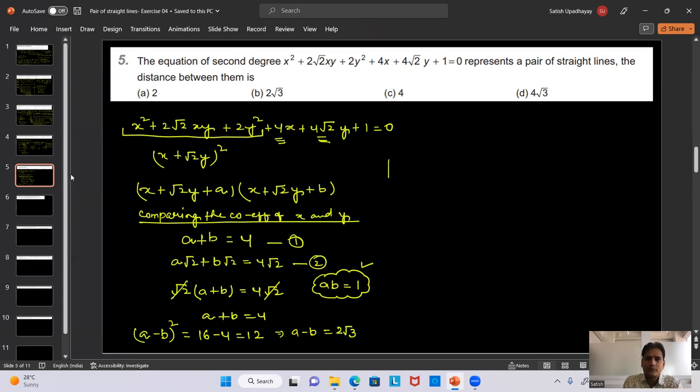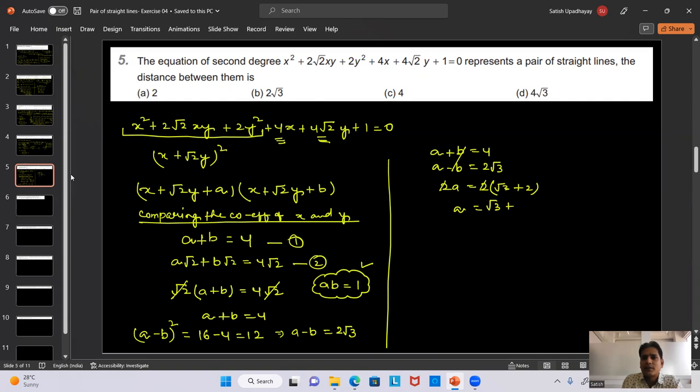Is it okay? And a plus b is 4, and a minus b is 2 root 3. So we got 2a as 2 into root 3 plus 2. So the value of a is coming out to be root 3 plus 2. And basically this a minus b will have a plus minus sign, because we are taking the square root. I am taking the plus sign only here. So if the value of a is coming out to be 2 plus root 3, what will be the value of b?